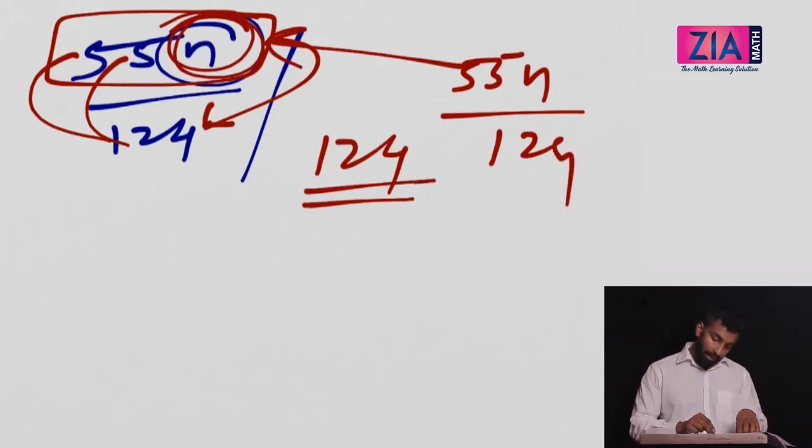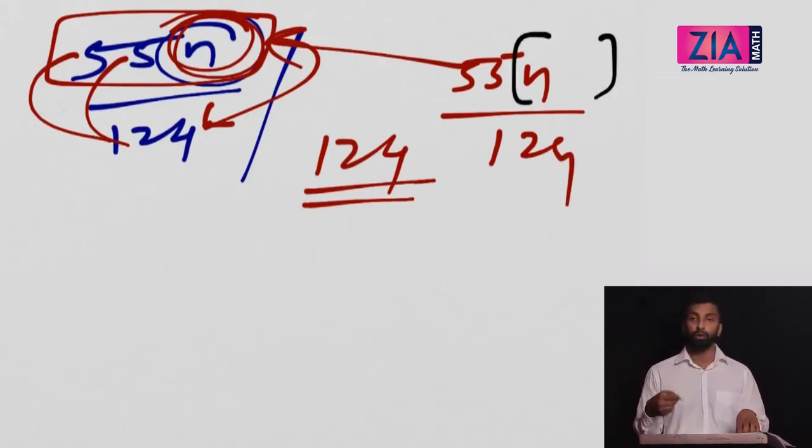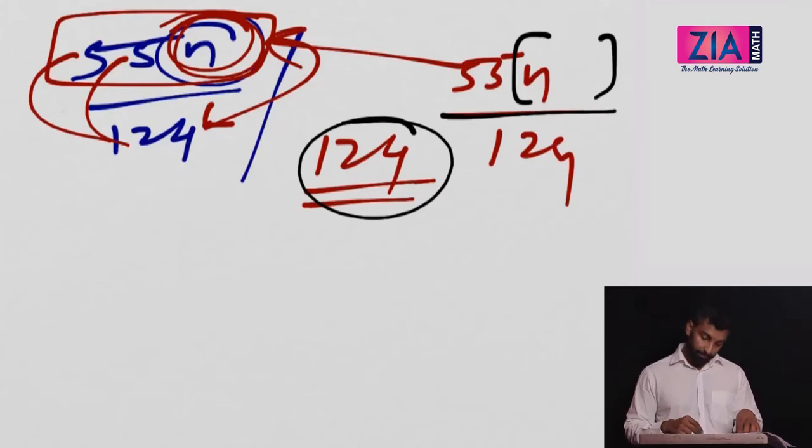So n can be anything. n can be 124, 248, etc. n can be any multiple of 124. It will be completely divisible by 124 and leaves no remainder. But what is asked is the minimum integral value of n, right? That is nothing but 124 itself, right?